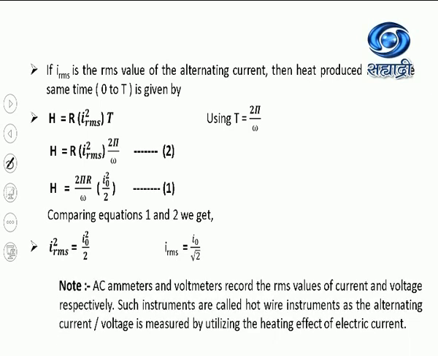One point to be noted, that AC ammeters and voltmeters record the RMS values of the current and voltage respectively. Such instruments are called hot wire instruments, as the alternating current or voltage is measured by utilizing the heating effect of electric current, and that's why they are called the hot wire instruments. So this derivation is different than what is given in the textbook. I have taken it in a different way so that you will understand it very well.